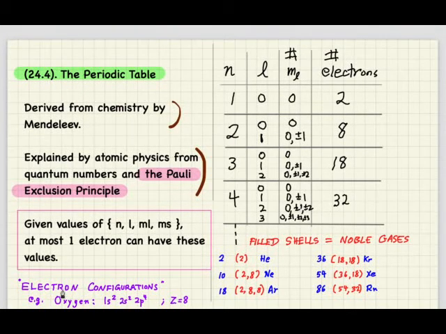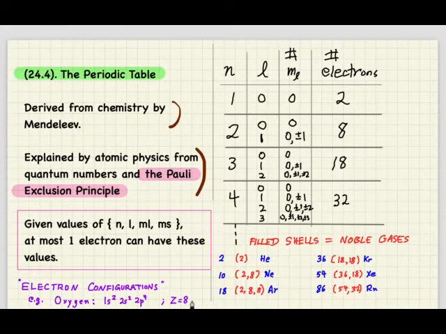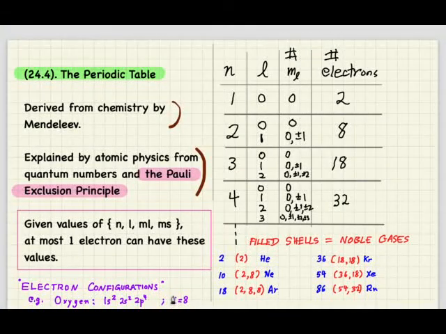So you get these electron configurations. For example, oxygen has Z equals 8. It's not a noble gas. It's highly chemically reactive. But how do you create an atom with 8 electrons? Well, there can be 2 in the 1s state, 2 in the 2s state, 4 in the 2p state. That gives you altogether 8 electrons. So that gives me the electron configuration for the ground state of oxygen.